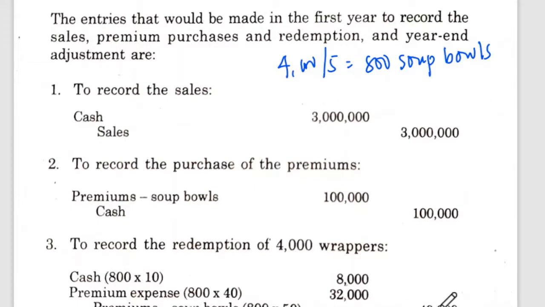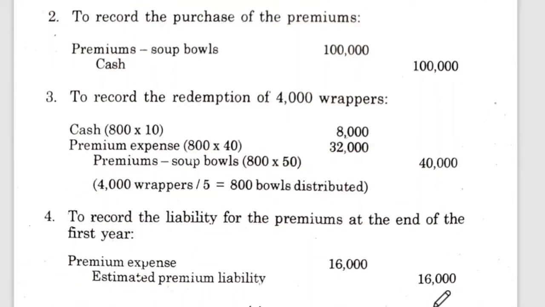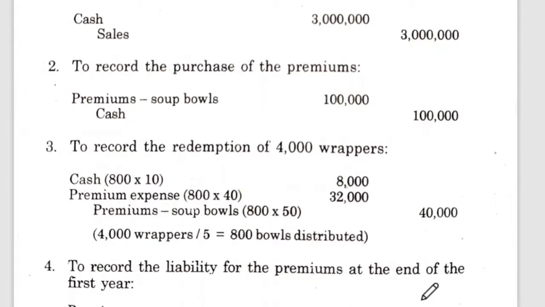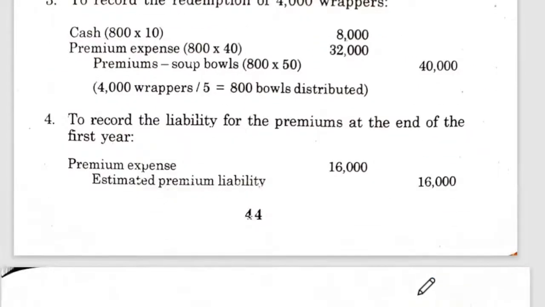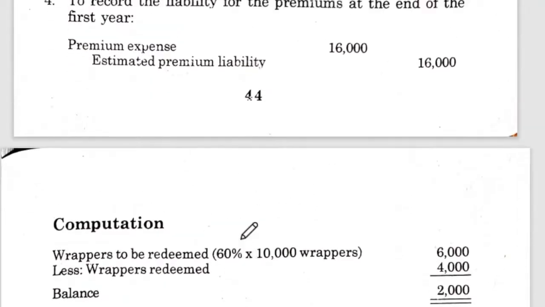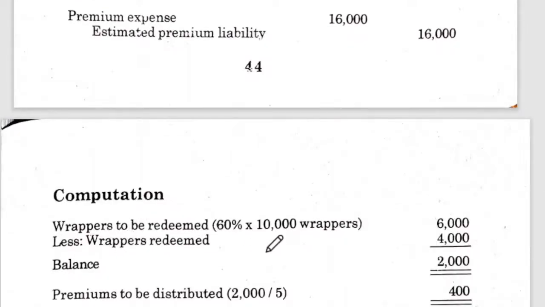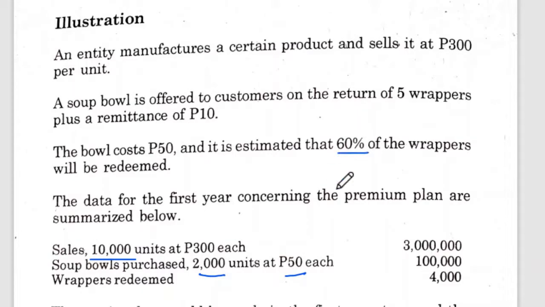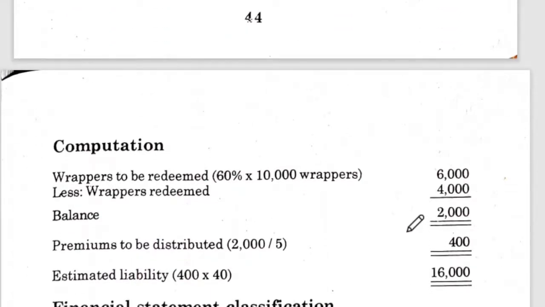So that's 40,000. Next, we have to record the liability for the premiums at the end of the year. To record the premium liability, debit premium expense and credit estimated premium liability. So where do we get that estimation? We have the wrappers to be redeemed. There are a total of 10,000 wrappers, because there are 10,000 units being sold. Then from the 10,000 wrappers, we have to get the 60%, because there is only 60% estimated wrappers that will be redeemed. So 6,000 minus the 4,000 redeemed wrappers. So the remaining wrappers that will be surrendered in the next period would be 2,000.